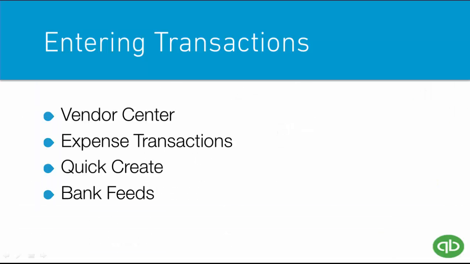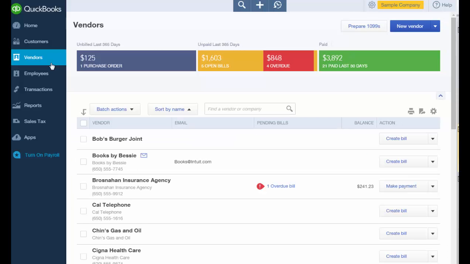Let's now talk about entering purchase types of transactions. We'll use the Vendor Center, the Expenses tab, and Quick Create. It's also important to know how to utilize the Banking Center because that is another way to enter transactions in QuickBooks. Let's get started in the Vendor Center. We reviewed the setup of the Vendor Center in an earlier topic, but we didn't enter any transactions. Let's create a bill for Bob's Burger Joint.